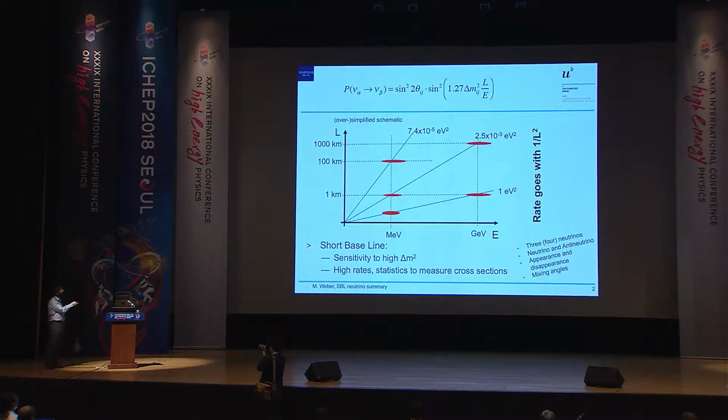With different propagation lengths or baselines, we probe different parameters in these delta m squares. So for example, about 10 to the minus 3 with thousands of kilometers of baselines, as we have just been hearing from the previous talk. If you go to MeV neutrinos, these will be seen at kilometer baselines.